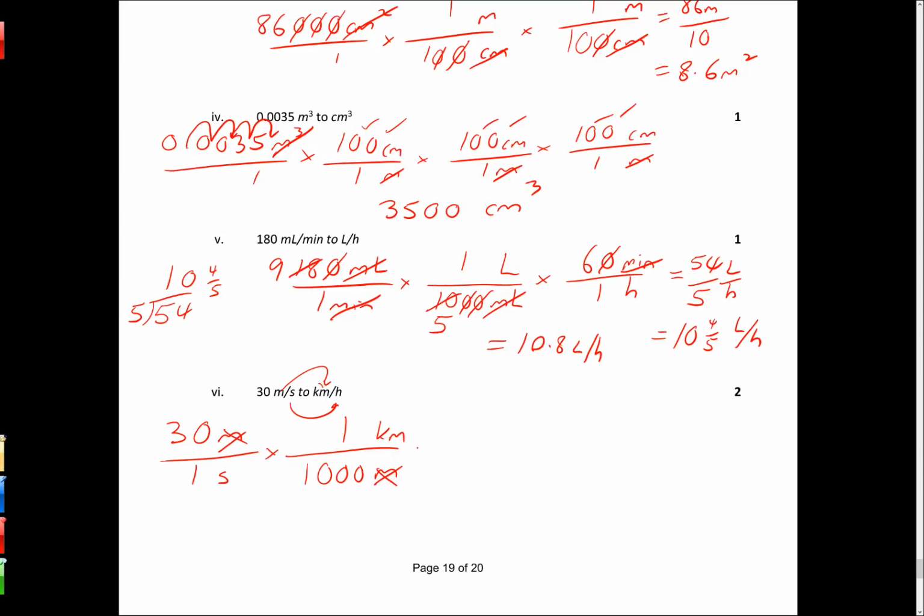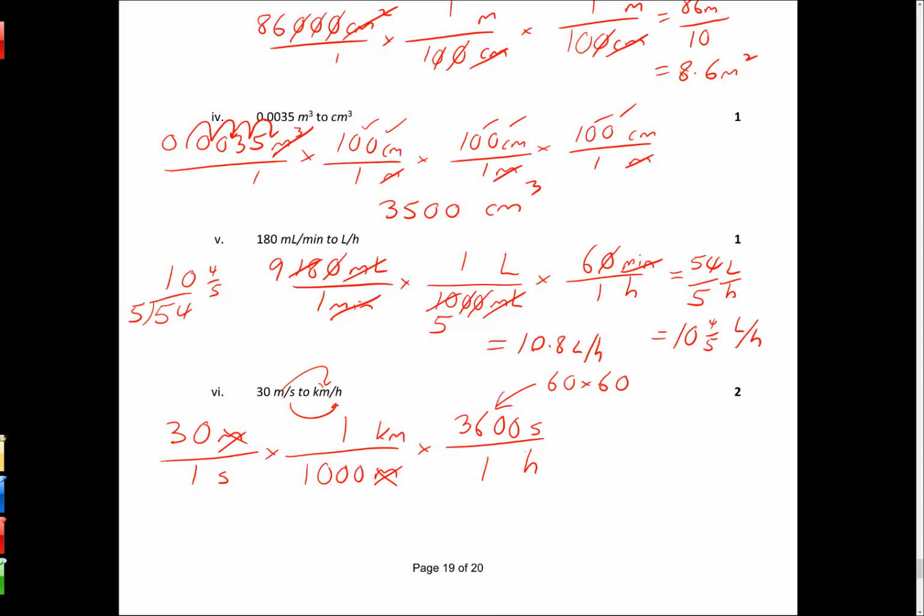Now let's get rid of the seconds. S is on the bottom, so S goes on the top, and H goes on the bottom, seconds to hours. I know that 1 hour equals 3,600 seconds. Remember that came from the 60 seconds in a minute and 60 minutes in an hour.